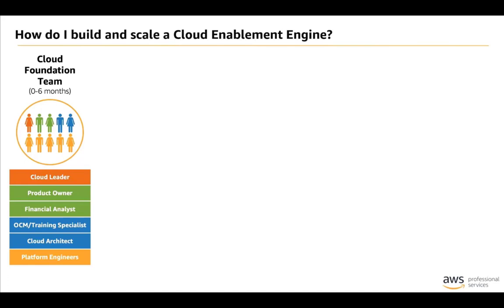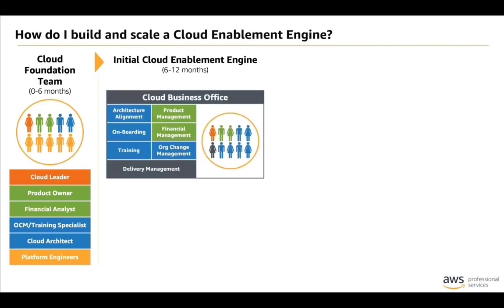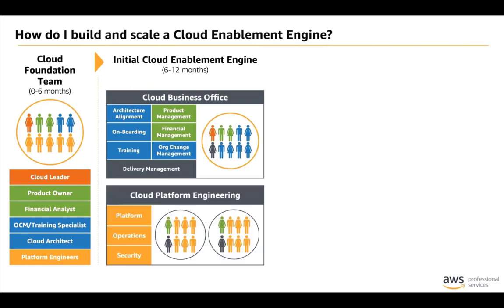As the number of development teams, applications, and cloud enablement products grows, you'll likely have to do something that we call subdivide and specialize. For your initial Cloud Enablement Engine, we'll split the Cloud Foundation team into 3 more specialized product teams. The first split is to create a dedicated product team to handle your Cloud Business Office functions. And as part of this split, you will also create dedicated cloud platform engineering capacity.